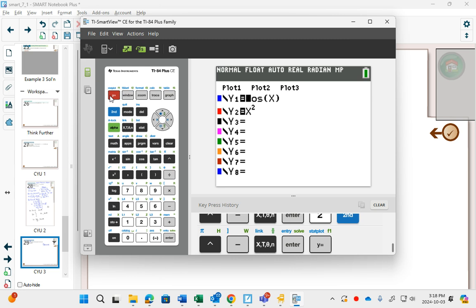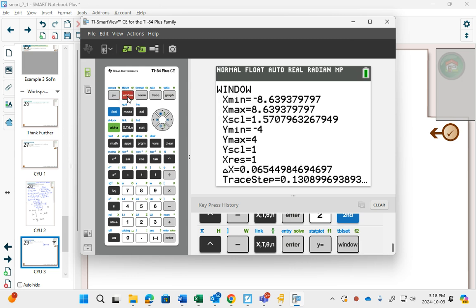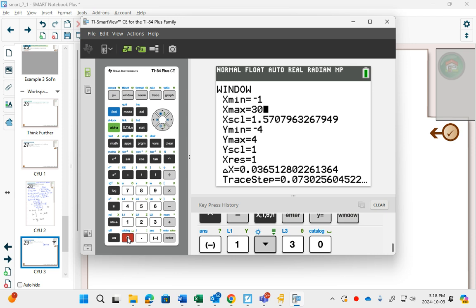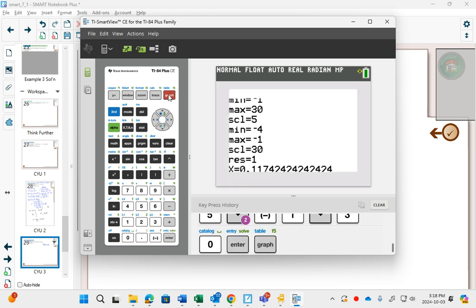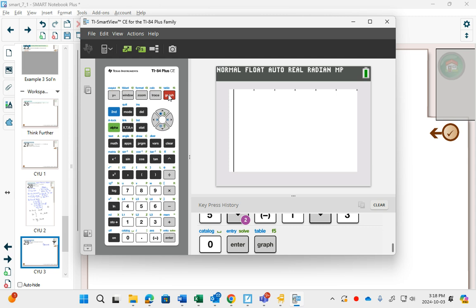Now when you hit graph, you might have a window that looks like this. Our windows were crazy before, so I'm going to change them back. We had stuff like this. Just trying to remember our windows. Something like that. You might have a window that's not helpful at all. So here are some things about making your window nice again.